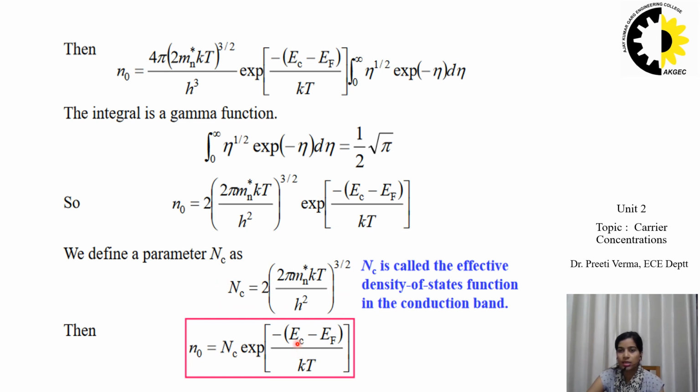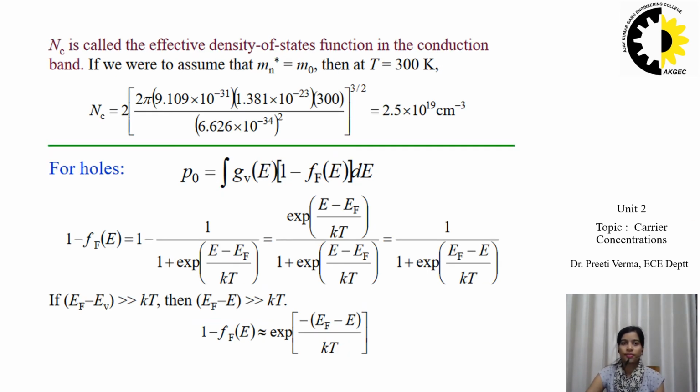EC is the conduction band energy level, EF is the Fermi energy level, K is the Boltzmann constant, and T is the absolute temperature. So we can put the values to find the value of NC for a standard condition. So this comes out to be 2.5 into 10 raised to the power 19 per centimeter cube.